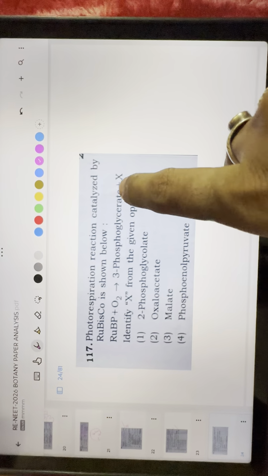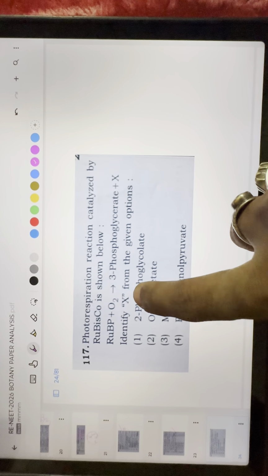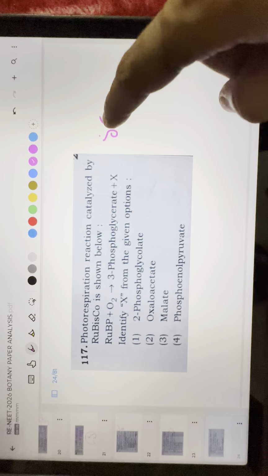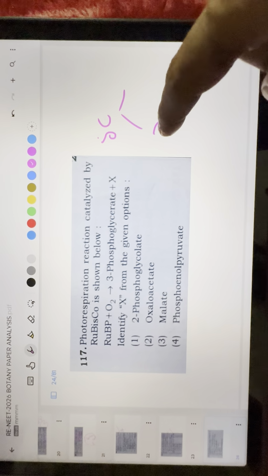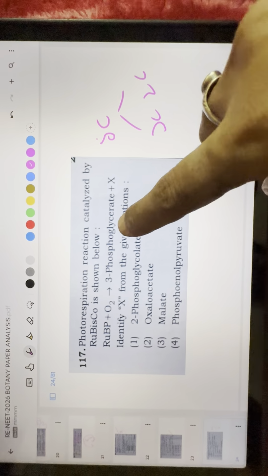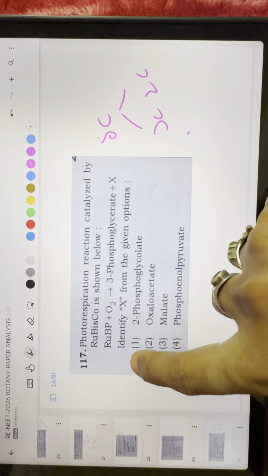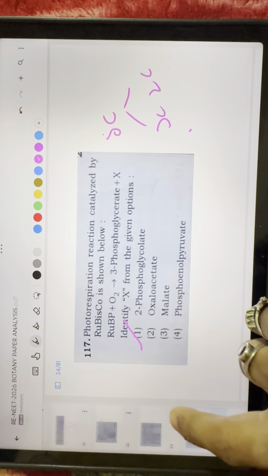Photorespiration reaction catalyzed by the Rubisco is shown below. Like this, yes, RuBP is a 5 carbon and it will split to become the 3 carbon as well as 2 carbon. 3 carbon they are already given, phosphoglycerate, and 2 carbon is 2-phosphoglycolate. So the first answer is the correct one.